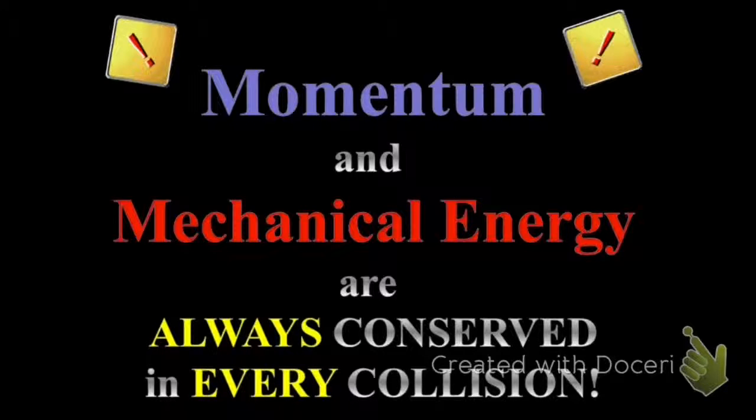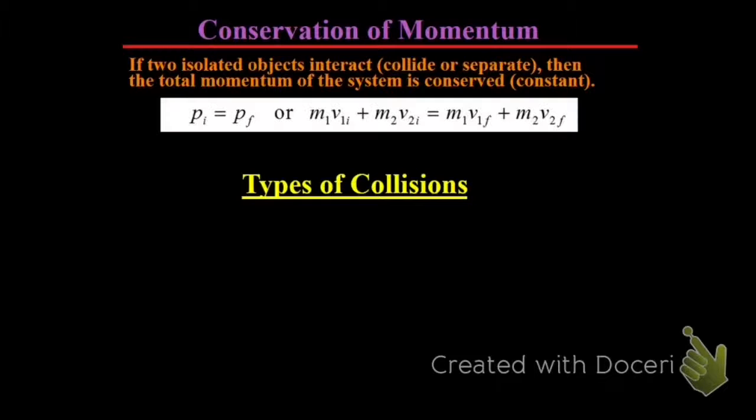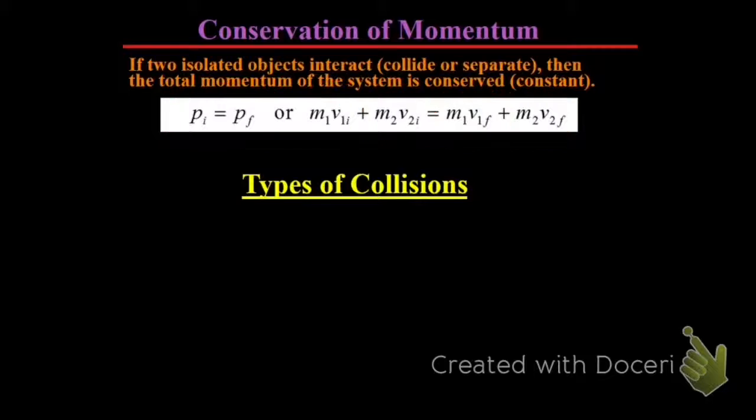So in summary, momentum is always conserved. Total energy is also conserved during a collision. However, kinetic energy might not be, right? So you're going to be looking at these in your homework. The equation you want to remember is that the initial momentum is equal to the final momentum. In other words, the sum of the momentum of the objects before is equal to the sum of the momentum of the objects afterward. And so you want to think, is the object moving? If it's not moving, zero velocity means zero momentum.